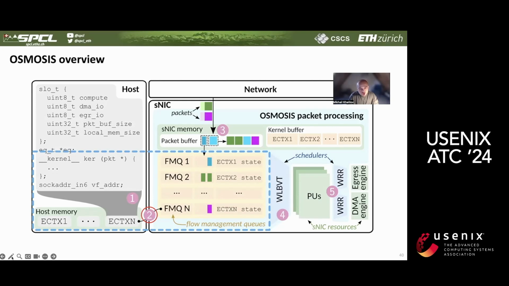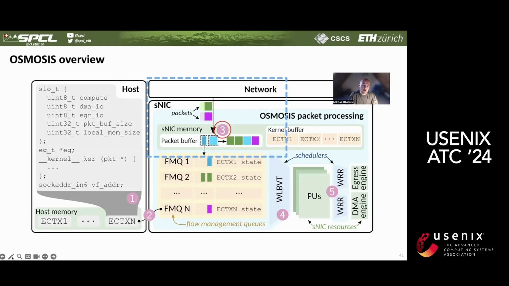And the tenant execution context is represented in the hardware with a lightweight abstraction that we call flow management queue, or shortly FMQ. FMQ stores packet flow descriptors, scheduling state, and other offloading metadata such as pointers to the tenant kernel. Part of the FMQ metadata is the matching rule that can be used to match packets to this FMQ. For example, we can use a matching rule to match packets based on the IP address tuple.